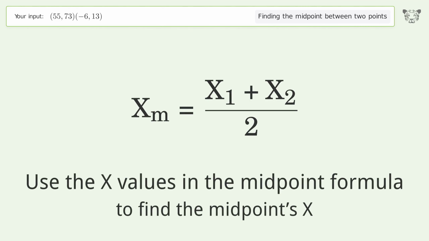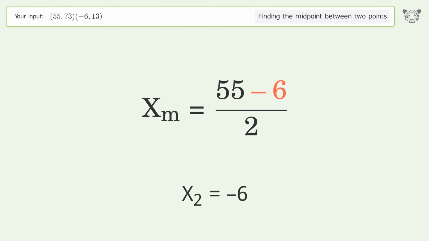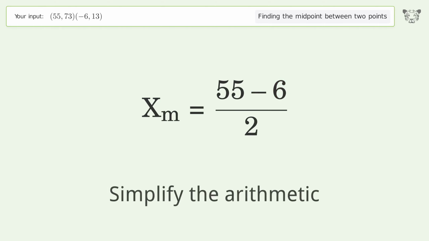Use the x values in the midpoint formula to find the midpoint's x. x1 equals 55. x2 equals -6. Simplify the arithmetic.